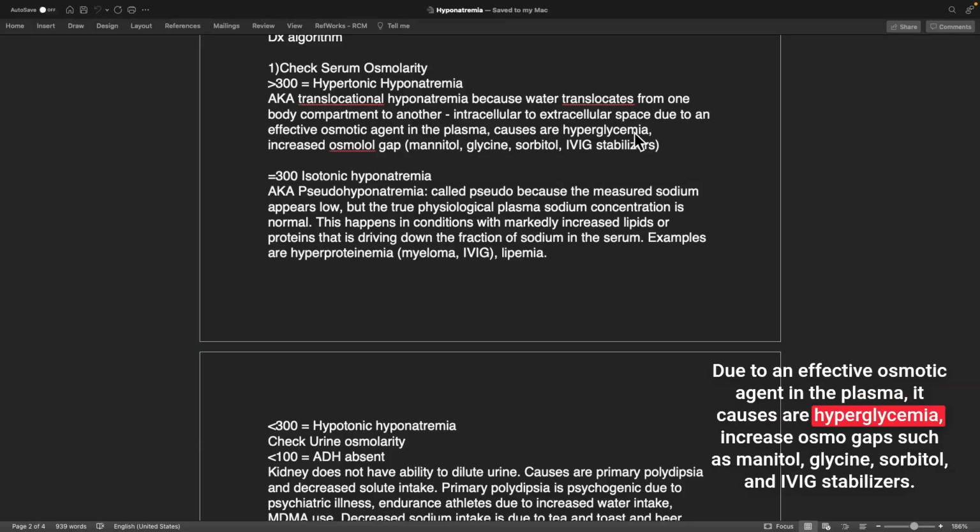The causes are hyperglycemia, increased osmolar gaps such as mannitol, glycine, sorbitol, and IVIG stabilizers.